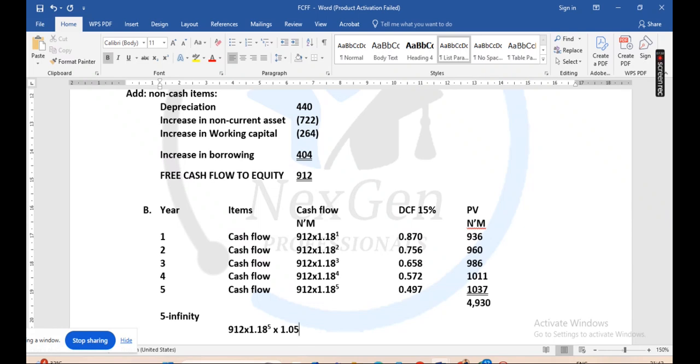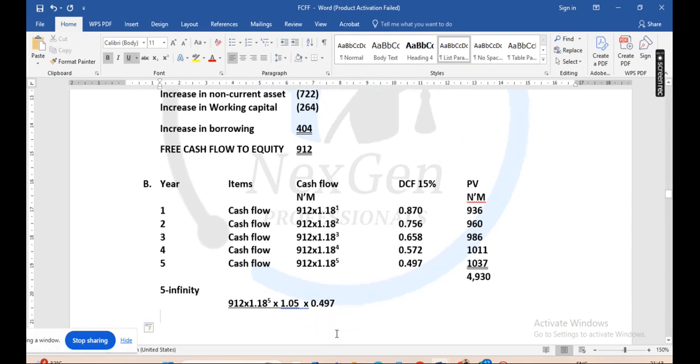5%. Now, if this will increase by 5%, what will be the DCF that you will use? So times what is the last year DCF? This is the last DCF because it is to infinity. You don't know the DCF. So you use the last year, which is the 5th year. You copy this.